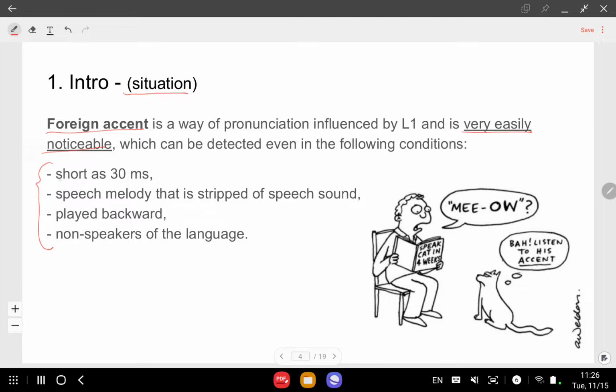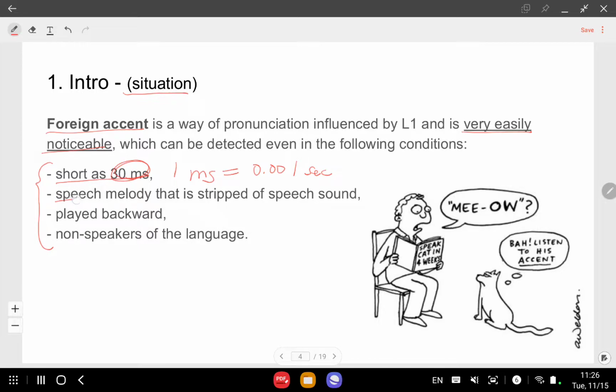Even speech as short as 30 milliseconds can be noticed as having a foreign accent. 1 millisecond is actually 1,000th of a second. So this is a very short speech sound, and people can notice the accent in it.